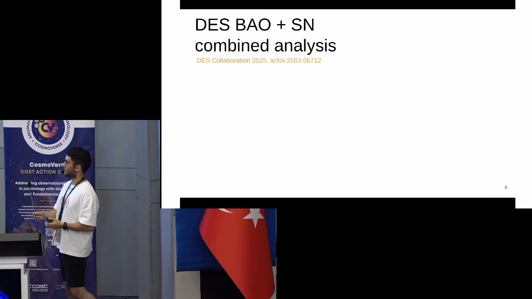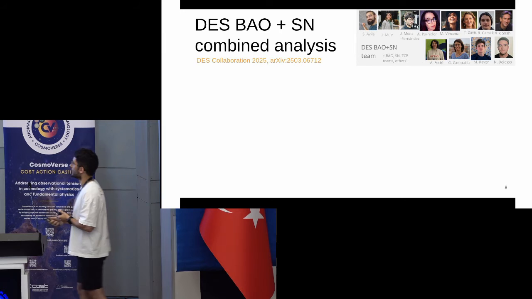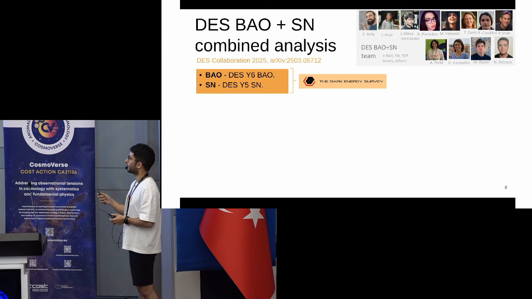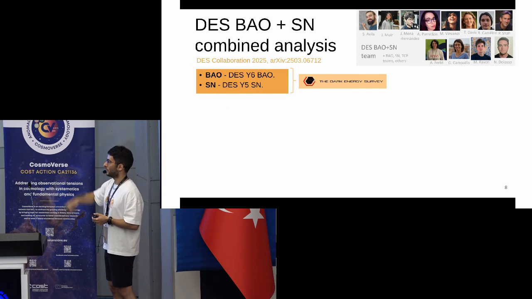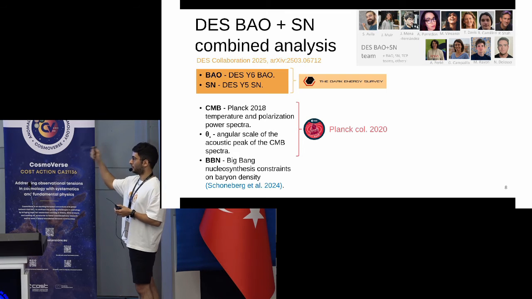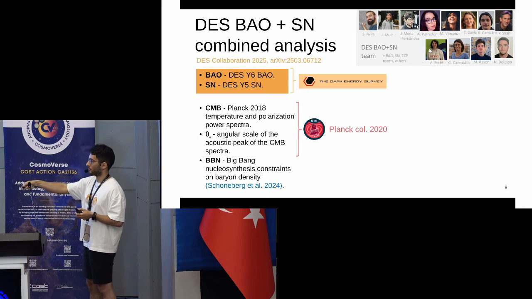And this is the combined BAO plus supernova analysis. This is the team that mainly participated in it. So what we're going to have, as I said, on the BAO side, is DES DR6 BAO, and on the supernova side, we have the DES Y5 supernova. And then we're also going to use external data, in particular, data from the cosmic microwave background from Planck 2018, the temperature and polarization power spectra.